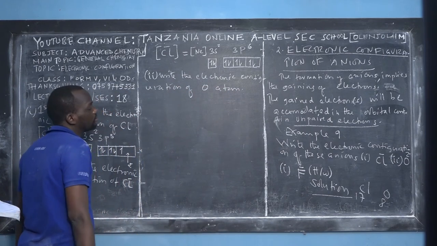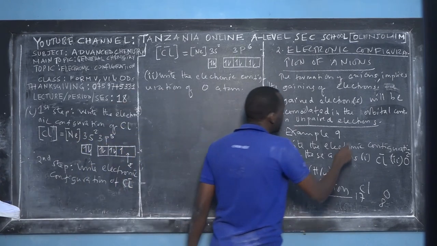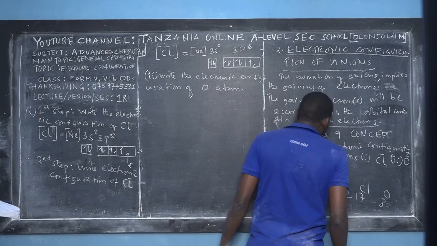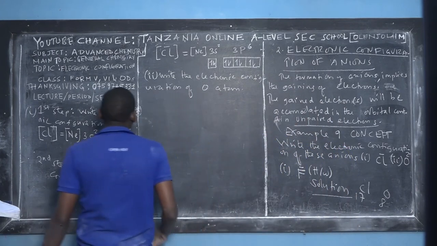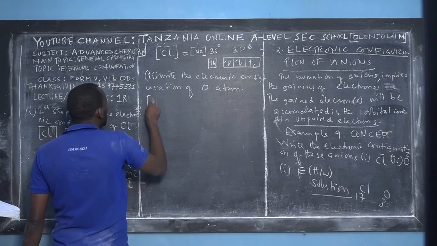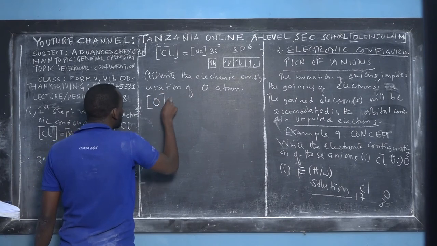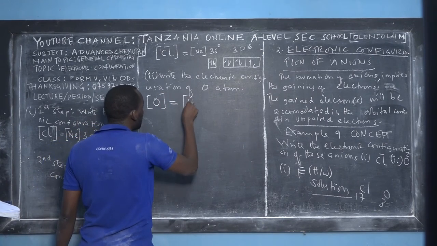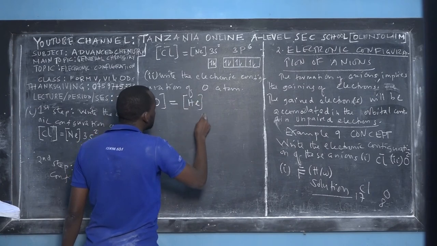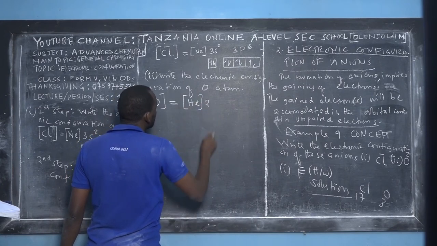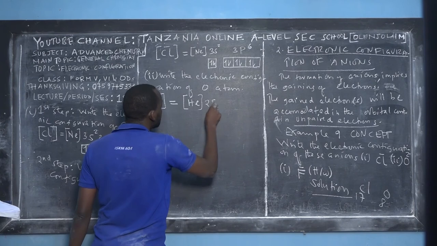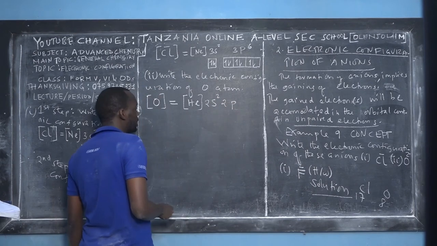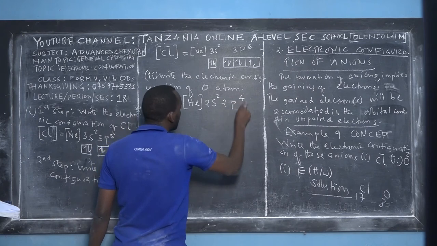Right? Oxygen atom. So this is the concept, because you have to pay attention. You might ignore it, and then unfortunately you forget it. So oxygen contains 8 electrons. Its corresponding noble gas is helium. And then we have 2s with 2 electrons, and 2p with 4 electrons.